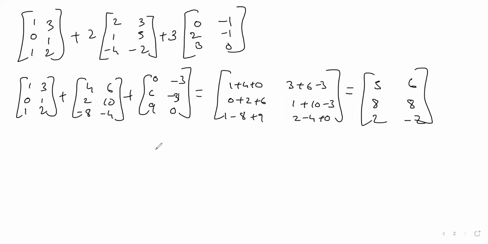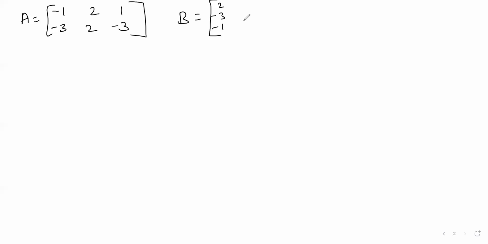Now let us do the next one, the ninth one. A is -1, 2, 1, -3, 2, -3. B is 2, -3, -1, 1, 2, 3. You have to show that (A plus B) transpose is A transpose plus B.